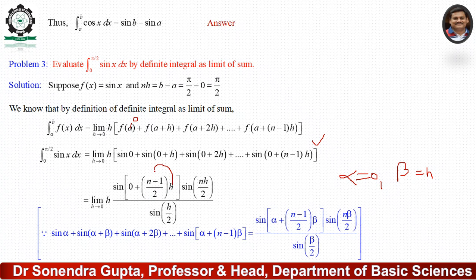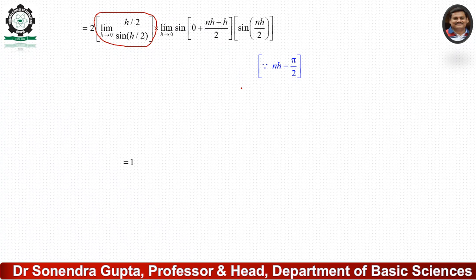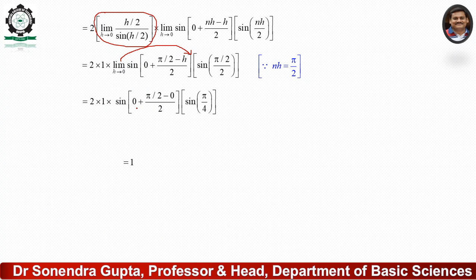Now we can multiply this term into this term, and this h we can separate. So we have 2 sin h by 2 over sin h by 2, and limit h tends to 0 of sin 0 plus nh minus h upon this. Now this value is 1, and the value of nh is pi by 2. So we put in the value of nh as pi by 2. Now again applying the limit h tends to 0, we get 2 into this much, where this value is pi by 4.